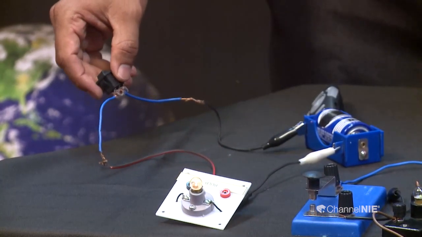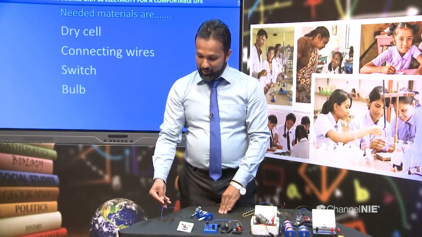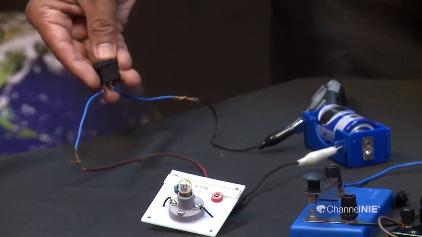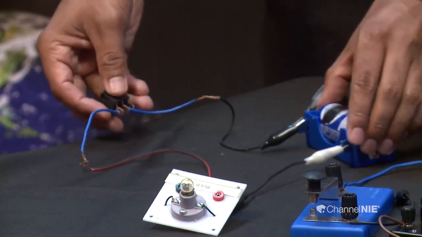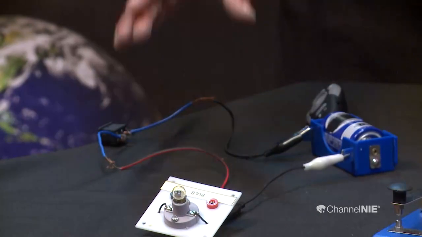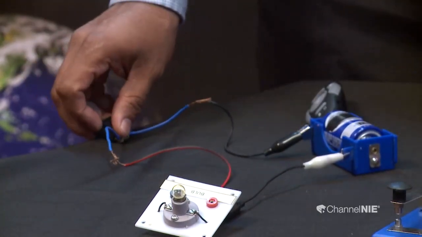What can you observe? The bulb is glowing. I am going to switch off. The bulb goes out. Right. Again, switch on. Then, you can observe the components here. You can see a bulb, a dry cell, connecting wires, and a switch.